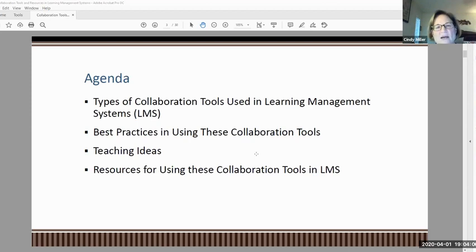Best practices, I want to share with you some of those best practices in using these tools. I'm going to provide you some teaching ideas, as well as resources for using these collaboration tools in LMS. Every now and then I'm going to get out of this presentation and go into an actual LMS that we use at Texas Tech, but it'll be similar to any of the LMS systems we talk about, so that you would have an opportunity to see how to utilize that tool. But if you forget how to do that, there are resources I'm going to connect you with so you can see a video of how to use that tool as well.